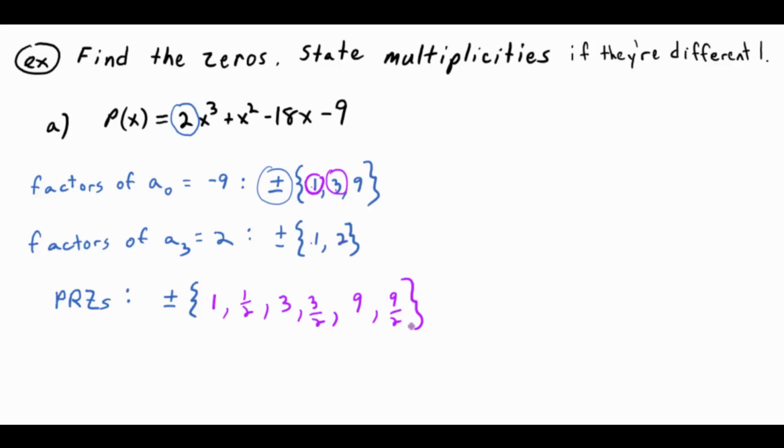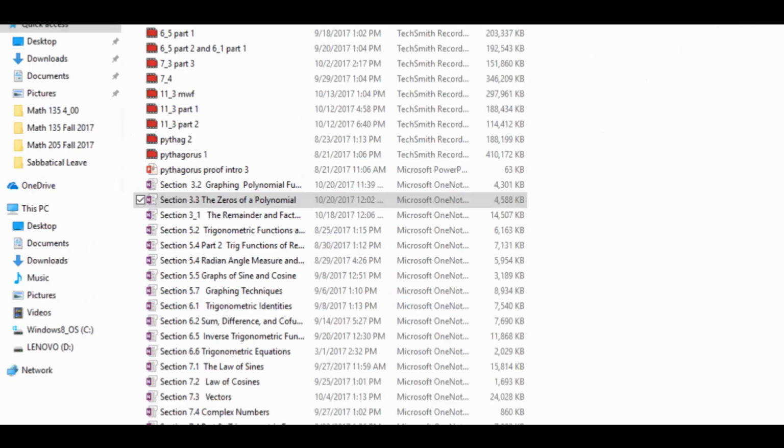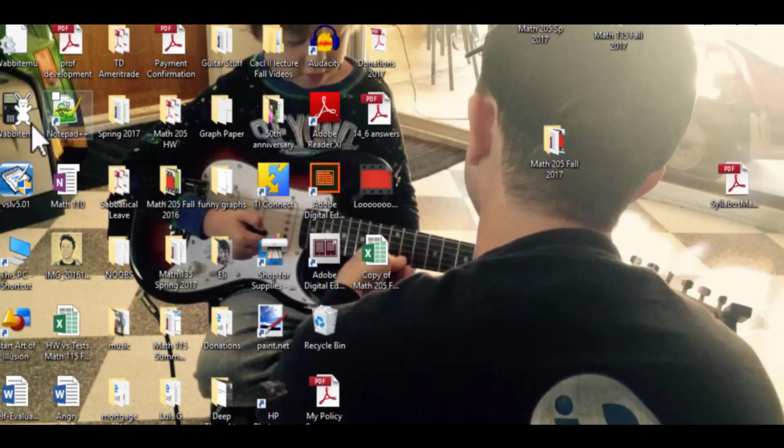How do we narrow down so we don't have to plug each one of these in or use synthetic division on each one to evaluate p of x and see if we get 0? So is there a way to whittle it down? Yeah, you use the calculator, because these will show up as x-intercepts. Technically, an x-intercept is a point, but they correspond with x-intercepts if you look at a graph. So we're going to take advantage of the technology. Pull out your graphing calculator.